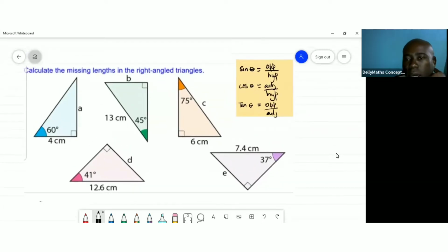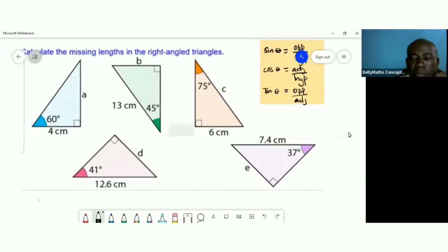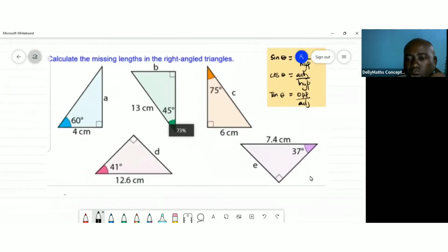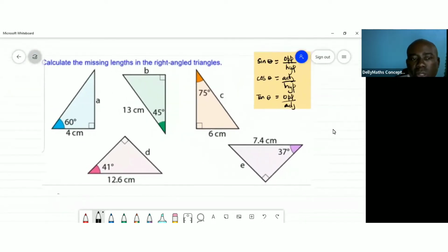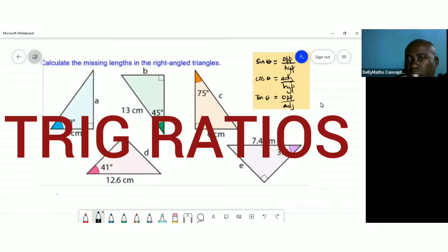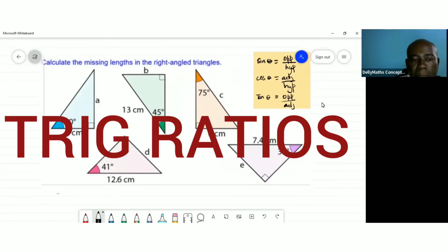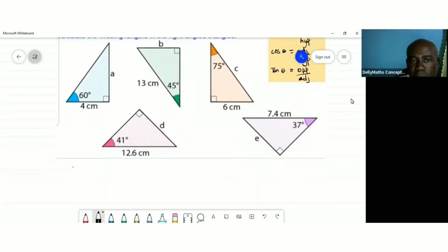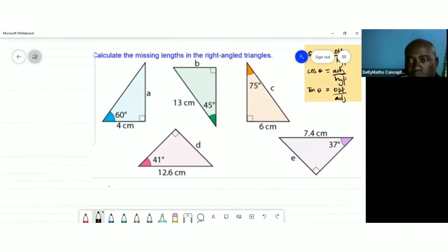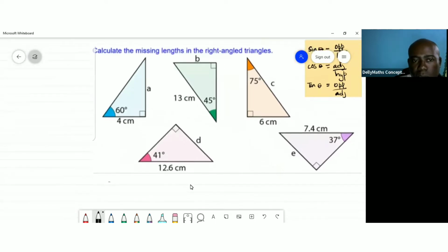What we're going to be looking at in this section is how to solve a right angle triangle using the trig ratios. All right. So we have a number of questions there that we want to look at. So let's focus on number one here.